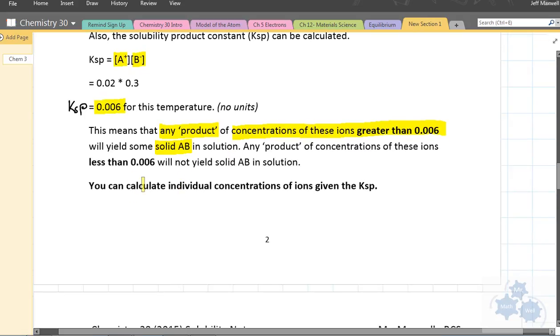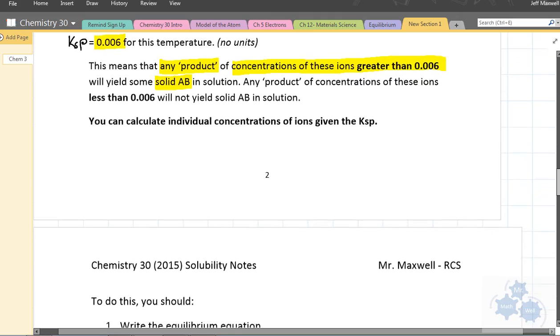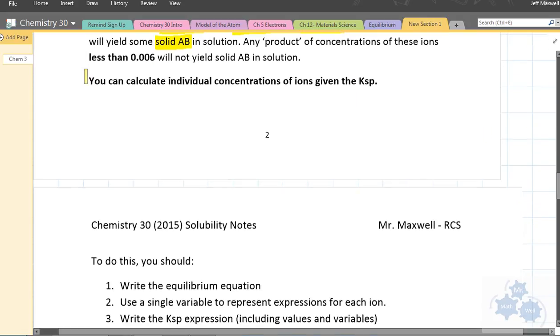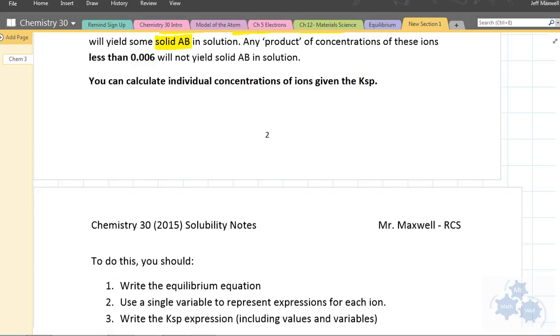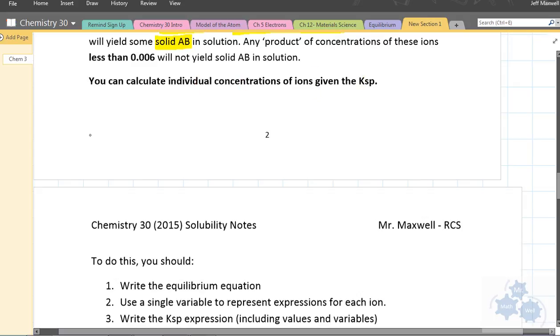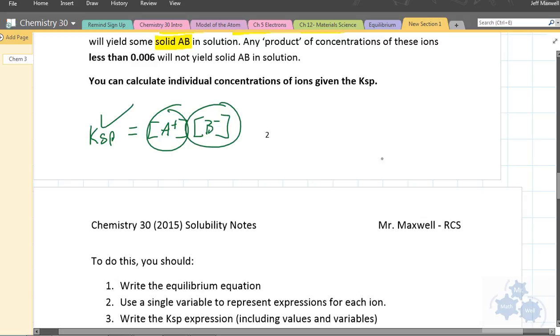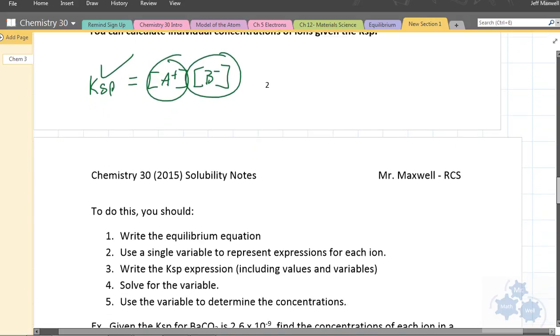You can also, with this Ksp, calculate individual concentrations of ions, and I think this is where we might stop after these notes here. So this is the last section that we'll probably do today. You can calculate individual concentrations of ions if you're given the Ksp. All right, so look at this. If you're given a Ksp, and you've got this right here, you can solve for these right here. And this is how we do this.